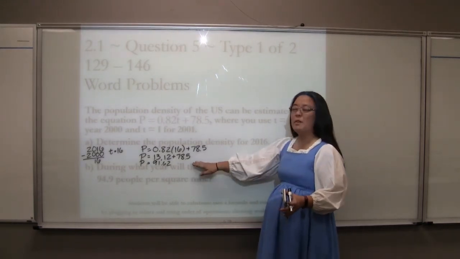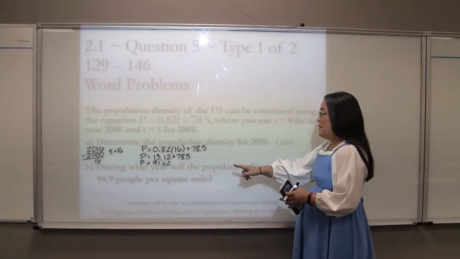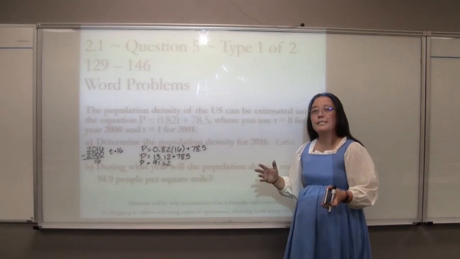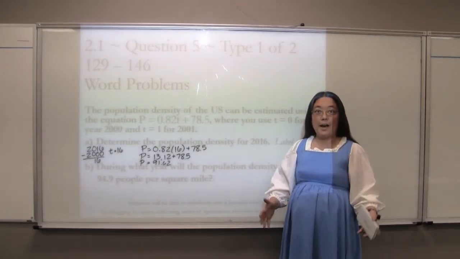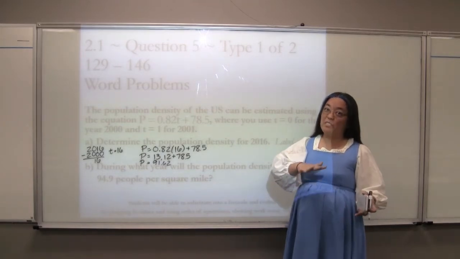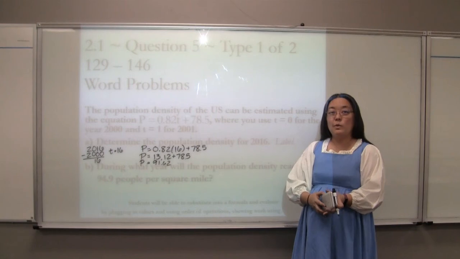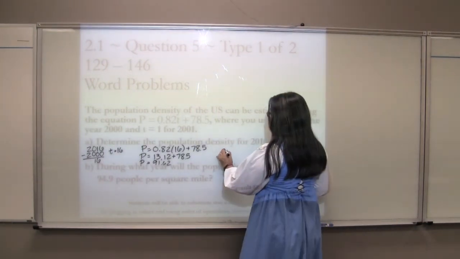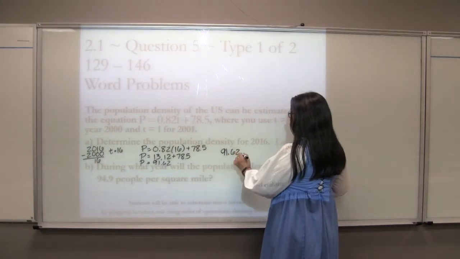Now it says determine the population density and label. Unfortunately for this problem, it doesn't tell us the label. It actually tells us the label down here. People per square mile. A population density says how tightly are people packed together. If you think about a high rise, oh my gosh, you have people stacked on top of people. So in 1 square mile, you could have thousands of people. In this case, we have 91.62 people per square mile.